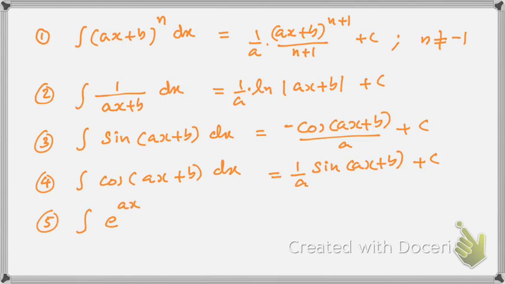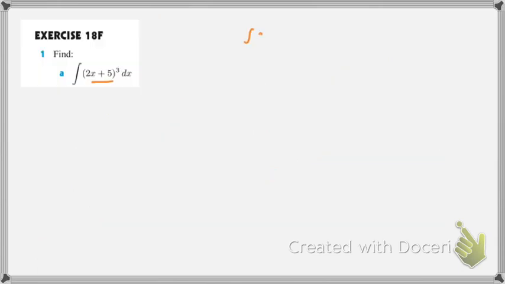And finally, integral of e raised to ax plus b dx. Integral of e raised to x is e raised to x itself. So integral of e raised to ax plus b would be e raised to ax plus b itself, but you have a 1 by a outside, plus c. So basically, we integrate these functions like normal and then divide by the inner derivative.